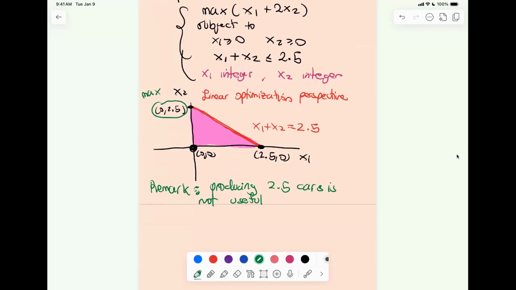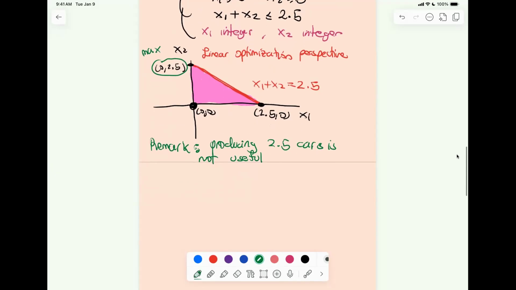So that max for certain things could be convenient, but for other things it doesn't give you interesting information. So now let's try to look at the problem if you add specifically the requirement that the variables have to be integer values. Okay, so now let's draw the problem with the requirement of the variables being integers.